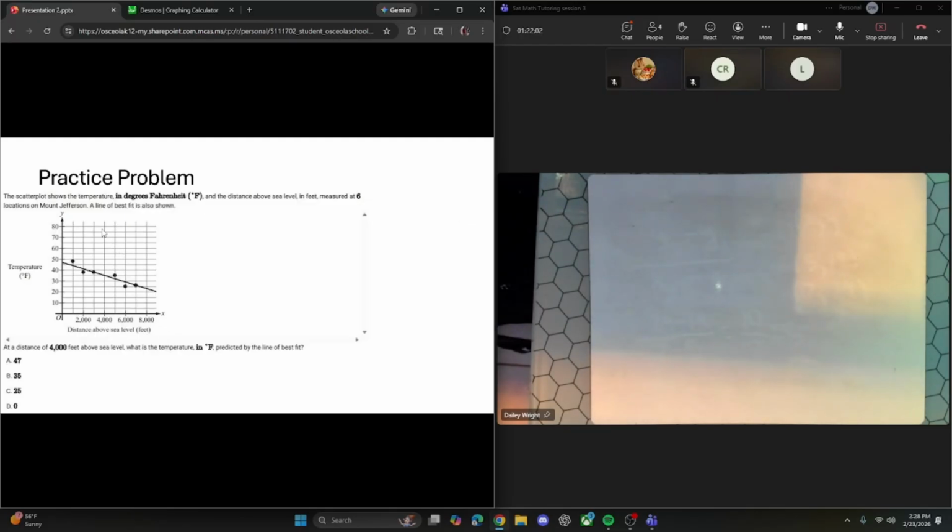The scatter plot shows the temperature in degrees Fahrenheit and the distance above sea level in feet measured at 6 locations on Mount Jefferson. A line of best fit is also shown. At a distance of 4,000 feet above sea level, what is the temperature predicted by the line of best fit? So we're not looking at any of the points here, we're looking at that line. So we're going to go 4,000 feet above sea level, that would be right here, and then drag across to this line, and it's going to look like 35. So your answer is going to be B.